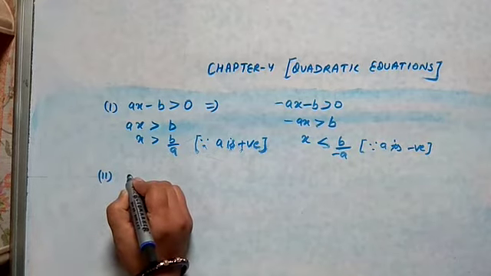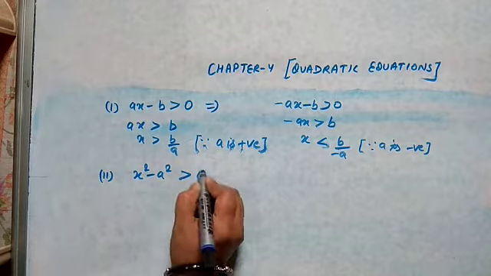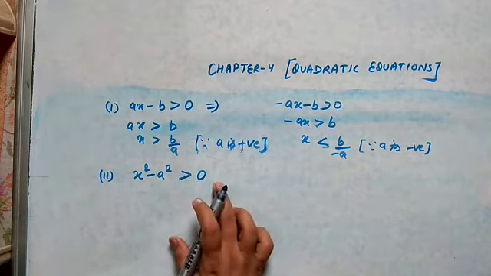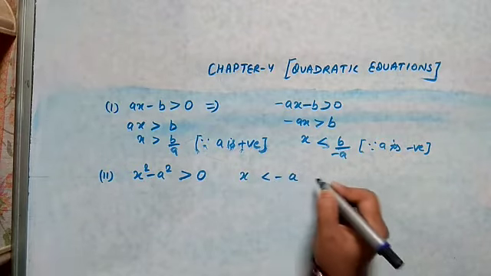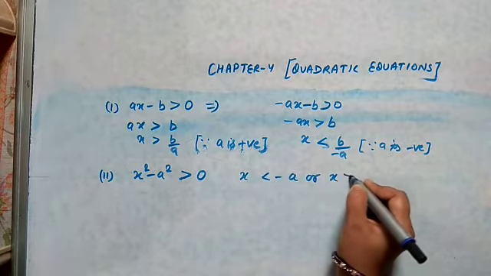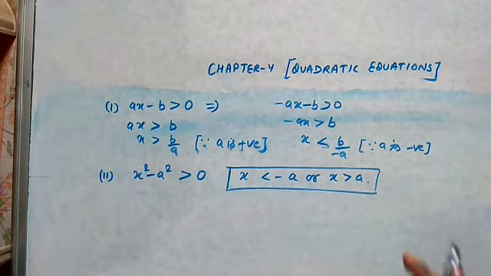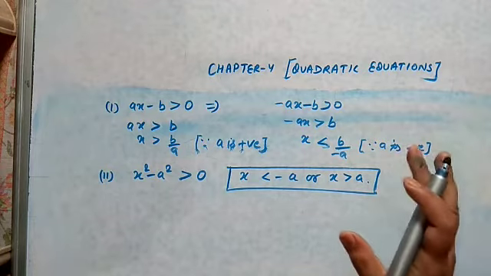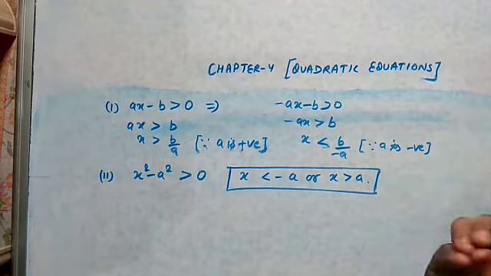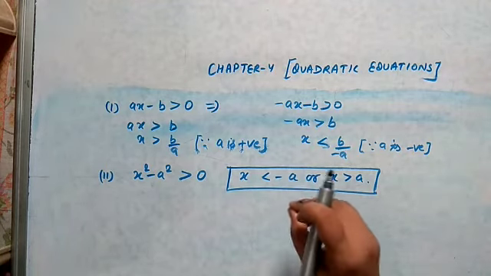Now the second thing is, if I have x square minus a square greater than 0, then what will be the value of x? Here x is less than or equal to minus a, or x is greater than or equal to a. Now why have we written this? A bit of concept about that. Again I'm telling you, this chapter we have to do in 11th standard. But since we have some questions in 10th standard also, I'm explaining some of the concept. Please don't go deep inside it, but use a bit of this concept.